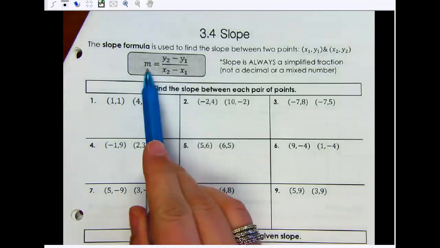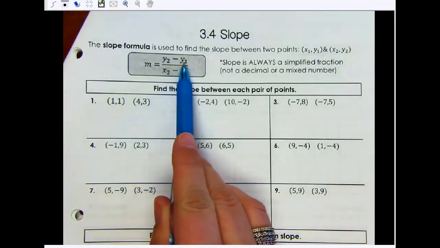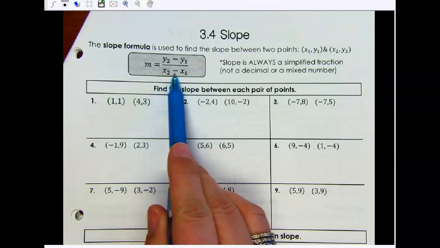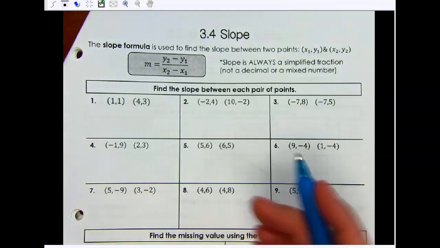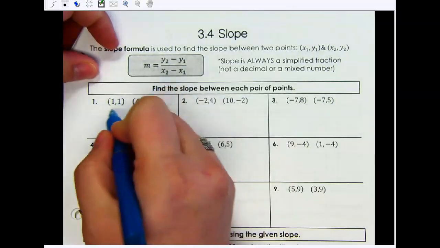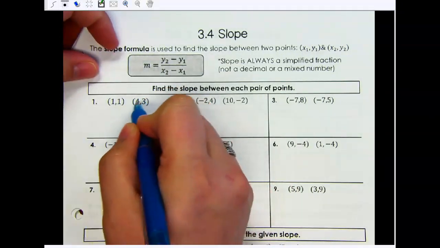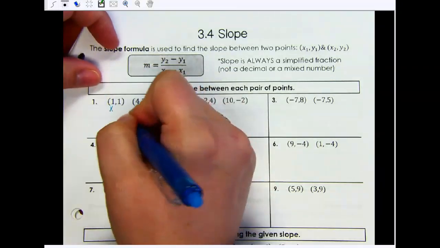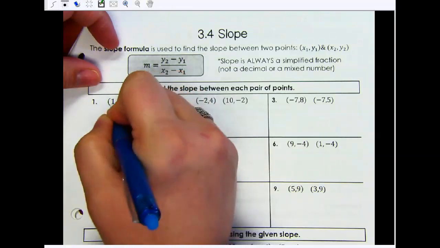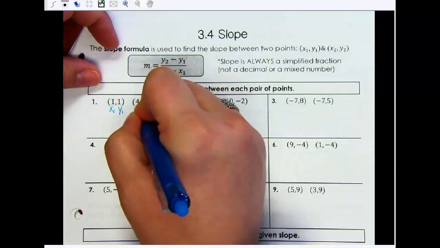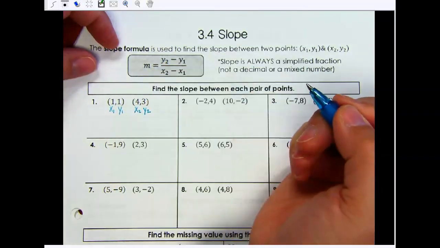The actual slope formula is y2 minus y1 divided by x2 minus x1. So what I always tell kids to do if you're having trouble with who's y2, who's x1, is think about this point as point number 1 and this point as point number 2, and then always remember that you have x first and then y. So this would be x1 and y1 for point 1, and this would be x2 and y2 for point 2.